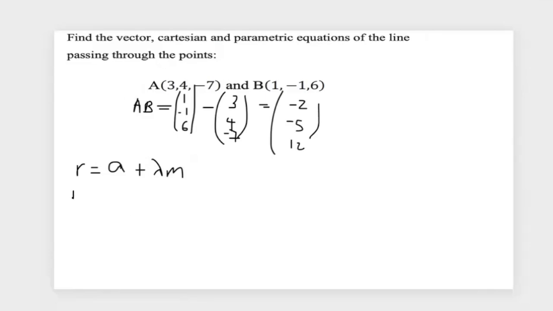So therefore, r is equal to, now for A, I could have used the A coordinates or the B. It doesn't matter because both of them are position vectors. So I can have the 3, 4, negative 7, or 1, negative 1, 6, whichever one you decide. And for m, it's going to be minus 2, minus 5, and 12. And that represents the vector that's parallel.